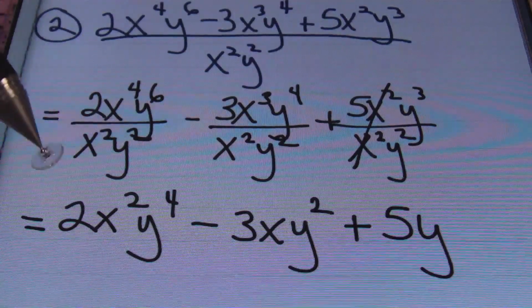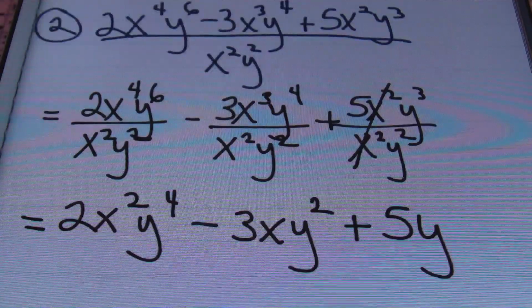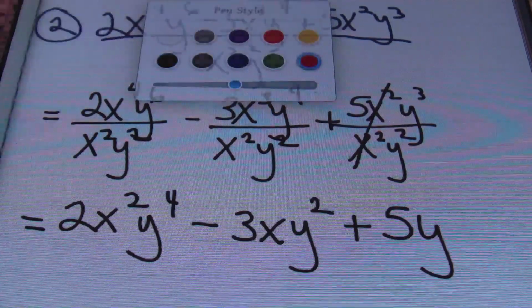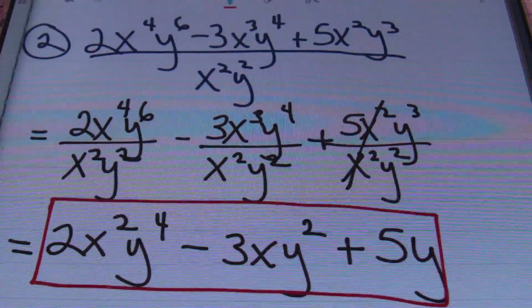So that's my answer. I have 2x squared y to the 4th power minus 3xy squared plus 5y, and that's it. Putting a box around my answer, ladies and gentlemen. That's right. And that's the answer. That's problem number 2. All right, let's keep it moving here.